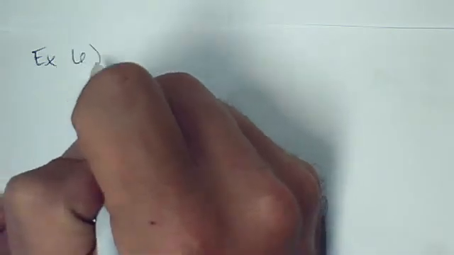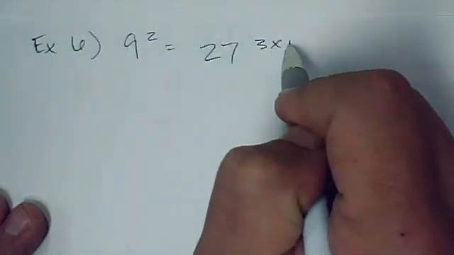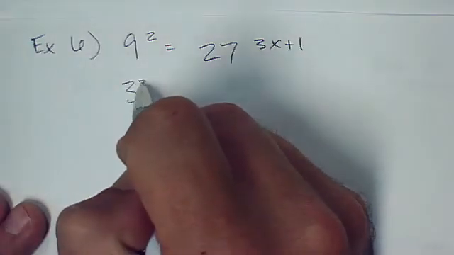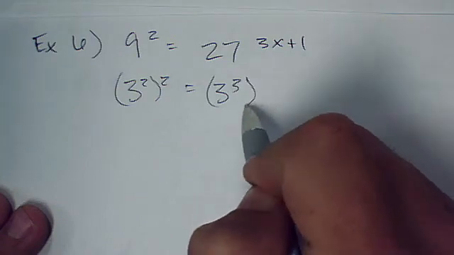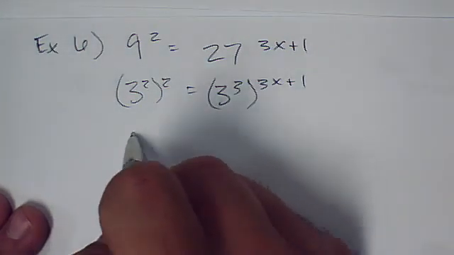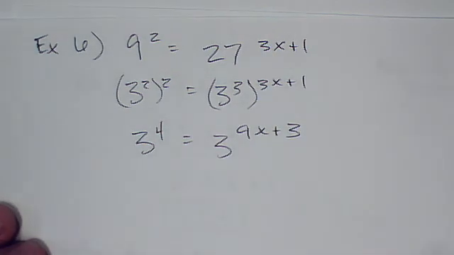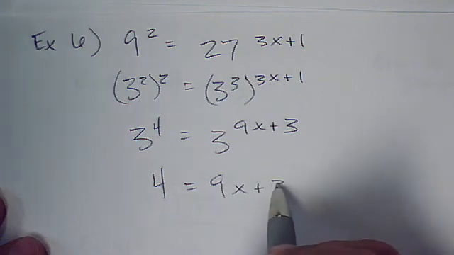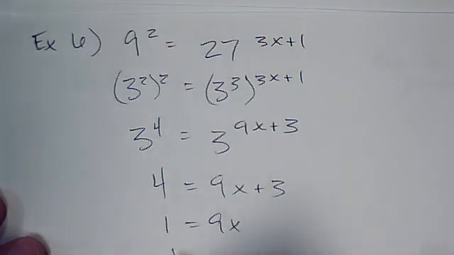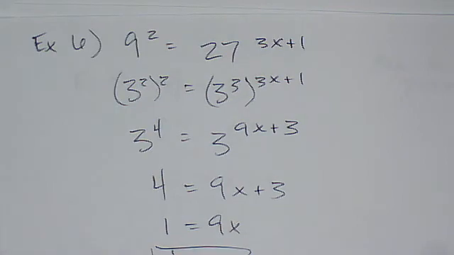One last problem as far as the one-to-one property goes. If you take 9 squared, and that equals 27 to the 3x plus 1, then I can change that to 3 squared, and then 3 cubed to the 3x plus 1. And then we can work it out from there. So 3 to the 4th is equal to 3 to the 9x plus 3. So then we can drop the bases and say that 4 equals 9x plus 3. Subtract the 3 and divide by 9. So x would equal 1/9. Very simple way to do it.